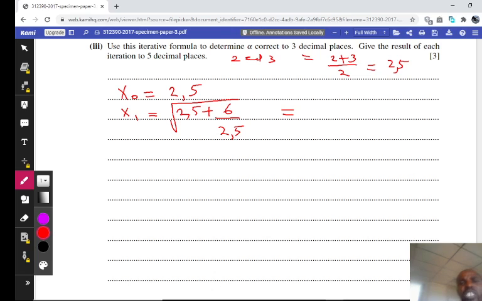Give your answer to 5 decimal places. Your root you want to 3 decimal places, but give the result of each iteration to 5 decimal places. So how are you supposed to work this out? You punch this in your calculator: the square root of 2.5 plus 6 over 2.5. What do you get? You get 2.21359 to 5 decimal places. Then now let's move on to x2.